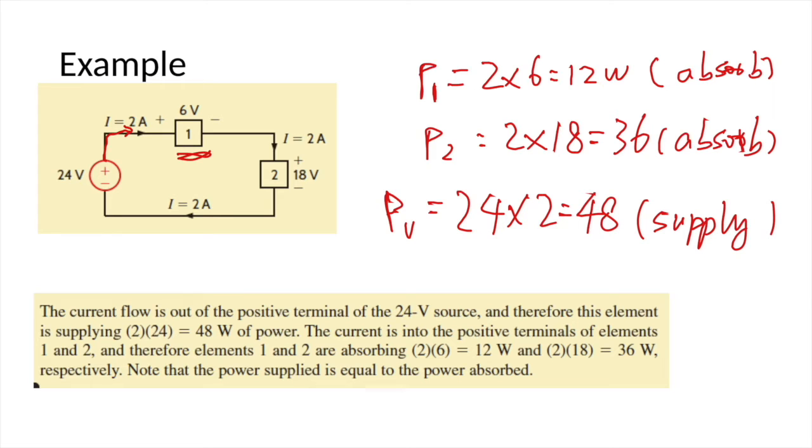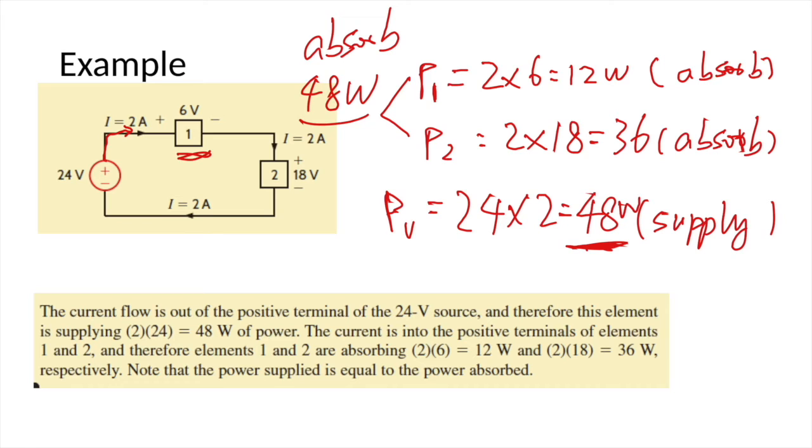So the power absorbed by element 1 and element 2, the sum, is 48 watts. This is absorbed. And the power supplied by the voltage source is also 48 watts. So the power absorbed by the elements equals the power supplied by the source.